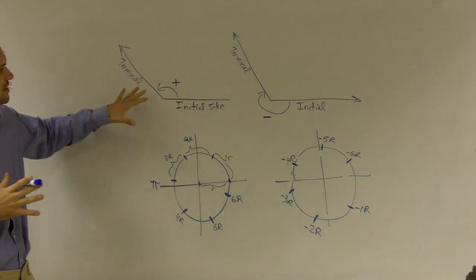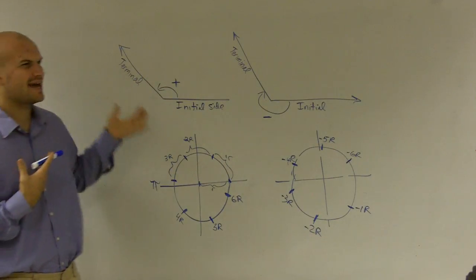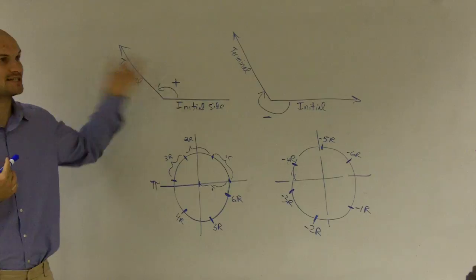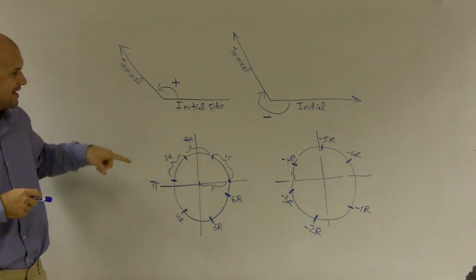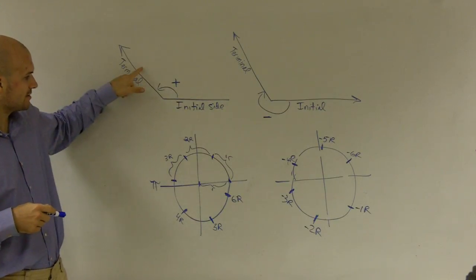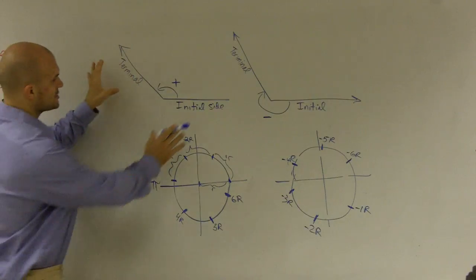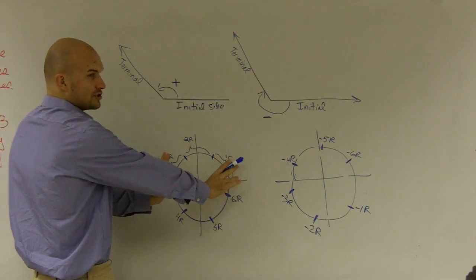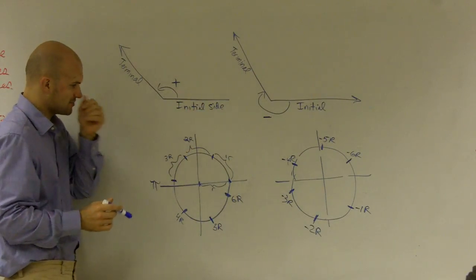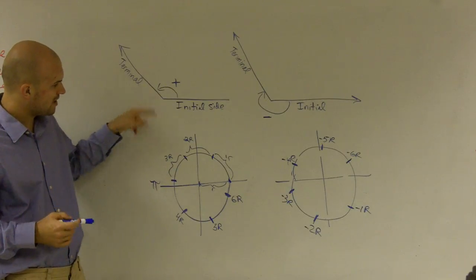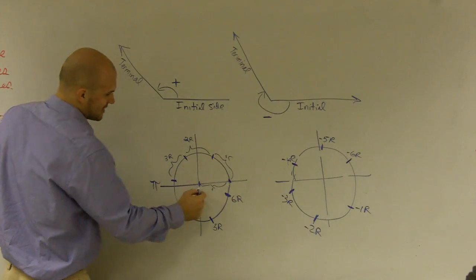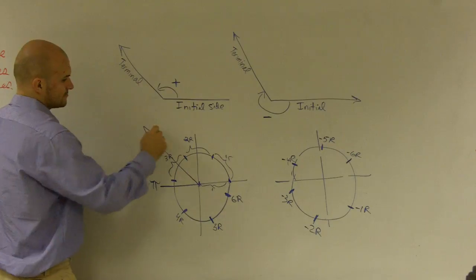So now what they want us to do for these two sides is estimate how many radians each one of these is. Well, let's look at it. If we go from here to here, we take this and put it on the unit circle. If I go in the positive direction, how many radians would it be? It looks like it's this line right here.